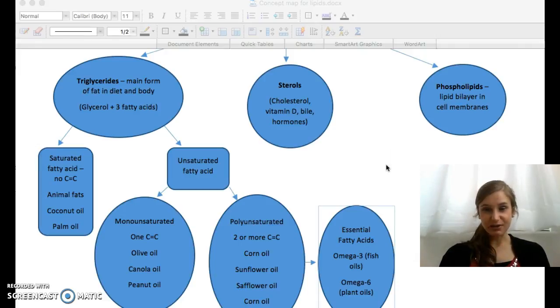Walnuts are a great source of omega-3s as well, and there's a lot of foods out there that are fortified with omega-3s. Our omega-6s are typically those plant oils. We also get omega-6s from some animal products as well, like beef and dairy. But for the most part, if you consume vegetable oil or any of these oils listed here, like corn oil and sunflower oil, those are very rich sources of omega-6s.